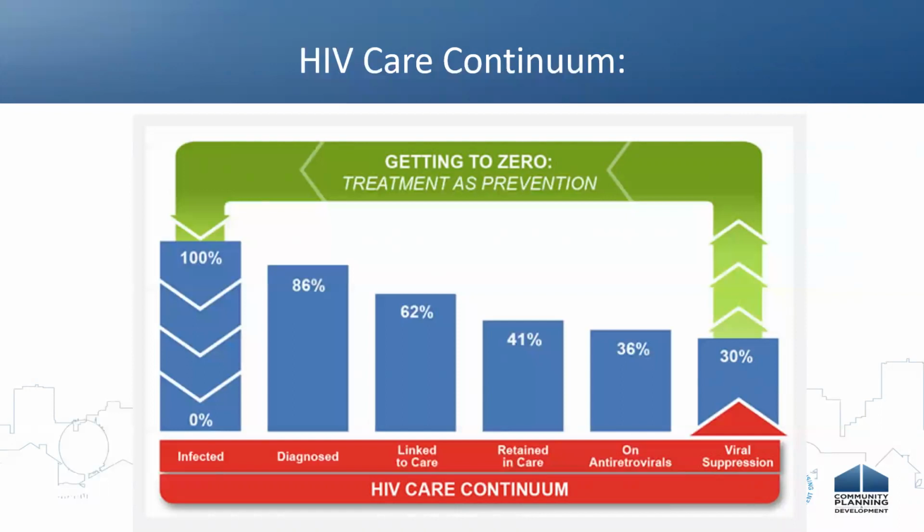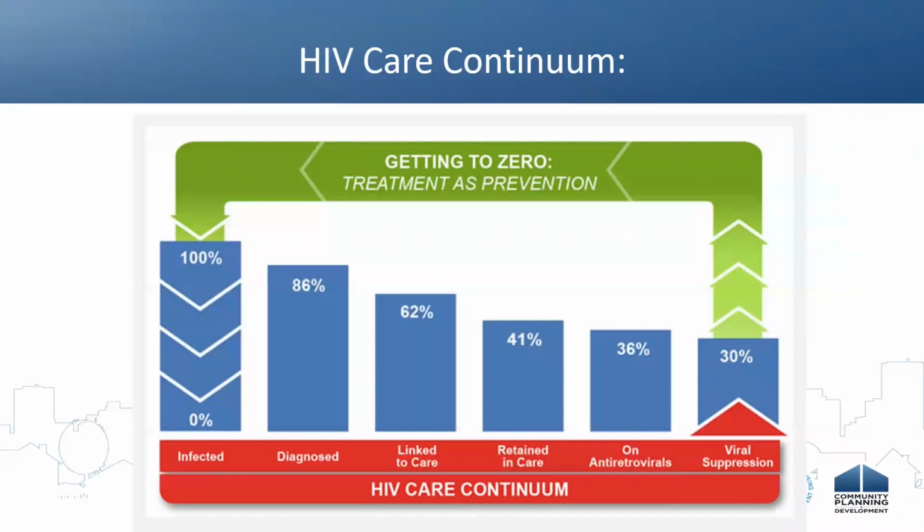Antiretroviral drugs are used to prevent a retrovirus, such as HIV, from making more copies of itself. ART is the recommended treatment for HIV infection. It involves using a combination of 3 or more antiretroviral drugs from at least 2 different HIV drug classes every day to control the virus. Of the 62% linked to care, 41% have been retained in care nationally, and only 36% of those folks are on antiretroviral drugs.